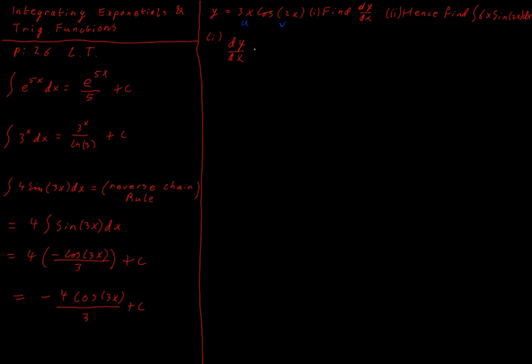So dy dx is going to be equal to u dv dx plus v du dx. And we need to know what u is equal to and what v is equal to. So we have u is equal to 3x, v is equal to cos 2x, du dx is equal to 3, dv dx is equal to, cos goes to sine.